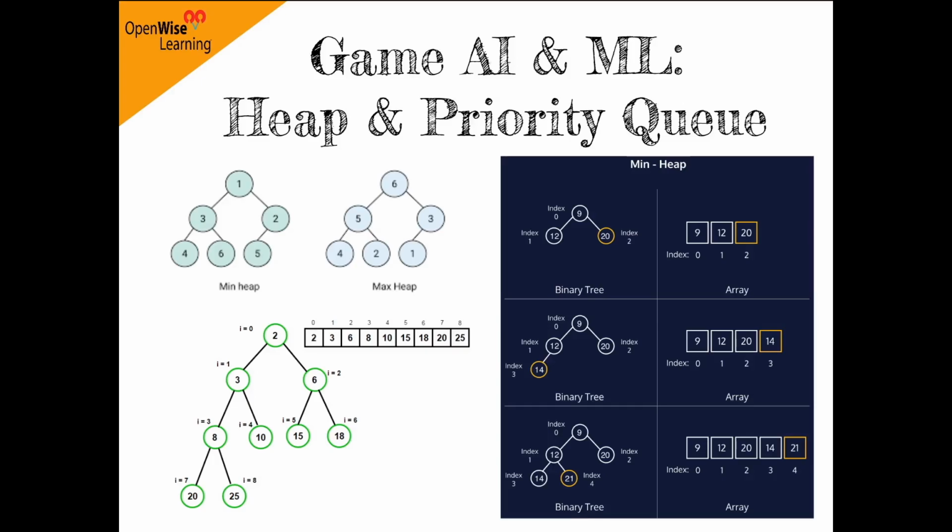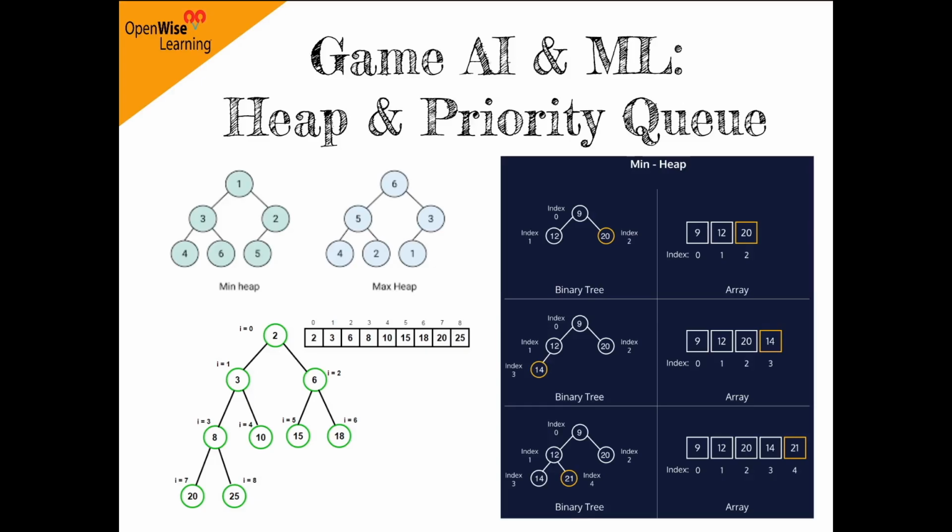A min heap is really useful for implementing something called a priority queue, so that items that have higher priority are always sorted at the top of our tree structure. You can see here this list of items with a 2 at the top is the highest priority. This is how it's actually stored in memory. 2, 3, 6, with 3 and 6 being the branches off of 2, and then 8, 10 as the branches off of 3, and 15, 18 as the branches off of 6, and then 20, 25 as the branches off of 8.